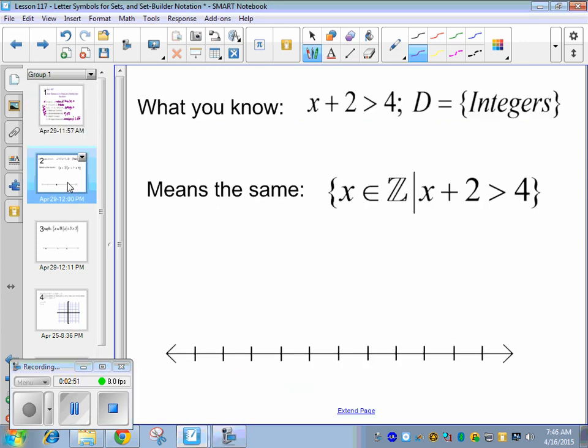Okay, so this is the exact same problem right here, written 2 different ways. So we have x plus 2 is greater than 4, domain of integers. This is what we have done, and this is the exact same thing written in set builder notation. This reads x is an element of the integers such that x plus 2 is greater than 4, all right? So this symbol ∈ means is an element of. And this bar means such that.